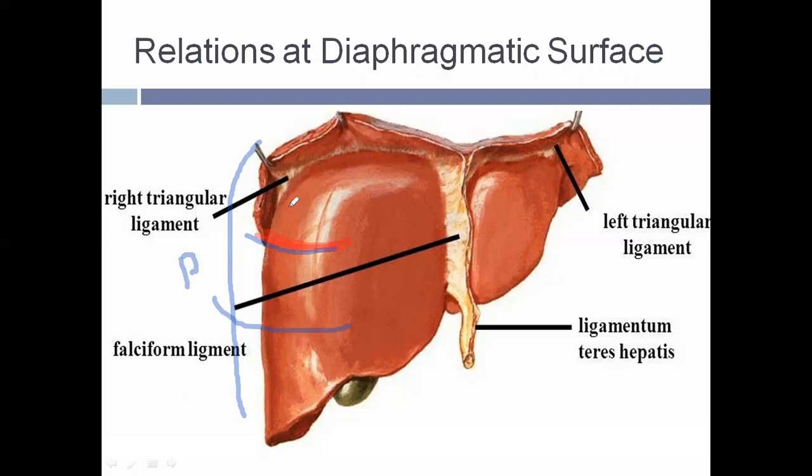Then we'll see its relation with the ribs. Here we have the relation of the eighth rib, here we have the 10th rib, and here we have the 11th rib.